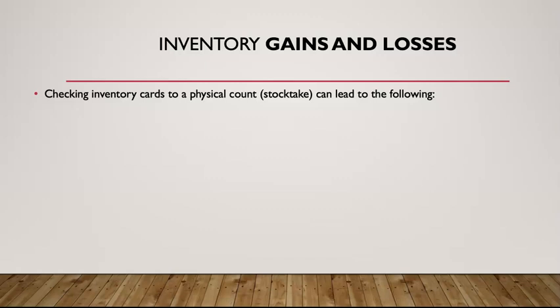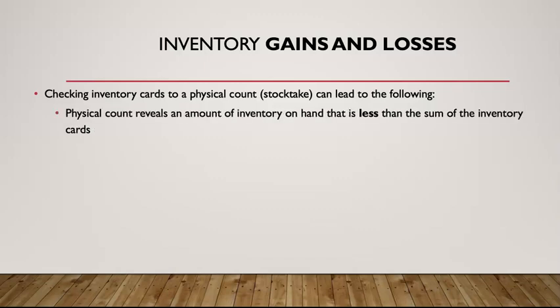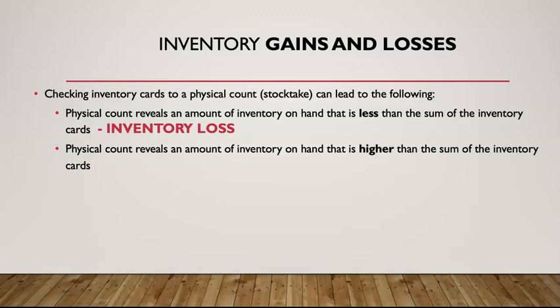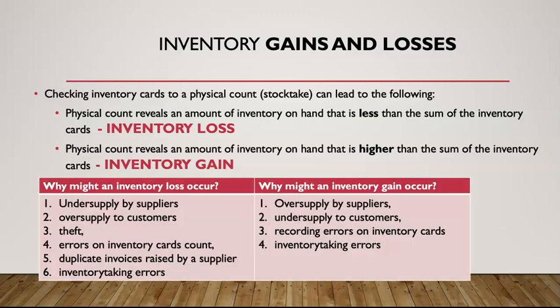So, quick summary again, checking cards to the count, the stock take, can lead to the following. The count reveals an amount of inventory less than the card. The count shows a number less than what our card says, and we have what we call an inventory loss. The count can reveal a number that is higher than what is on the cards, and that equals a gain. But how has this happened? What are some of the reasons that could lead to an inventory loss or gain?